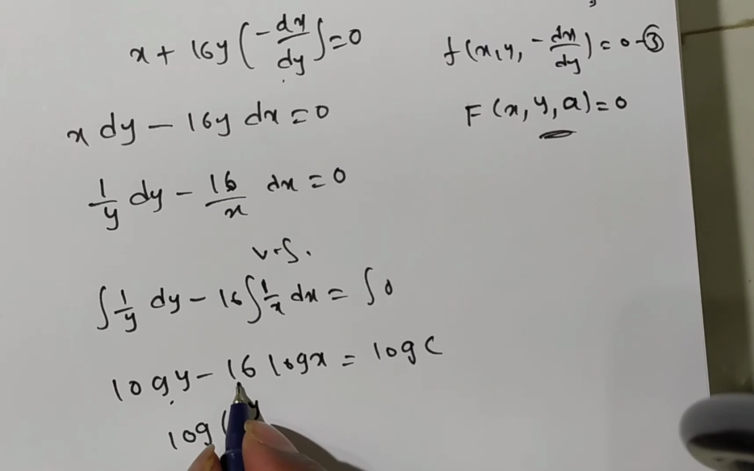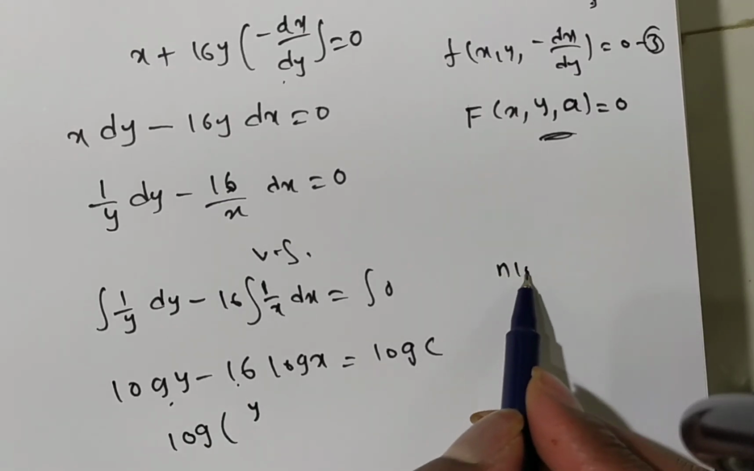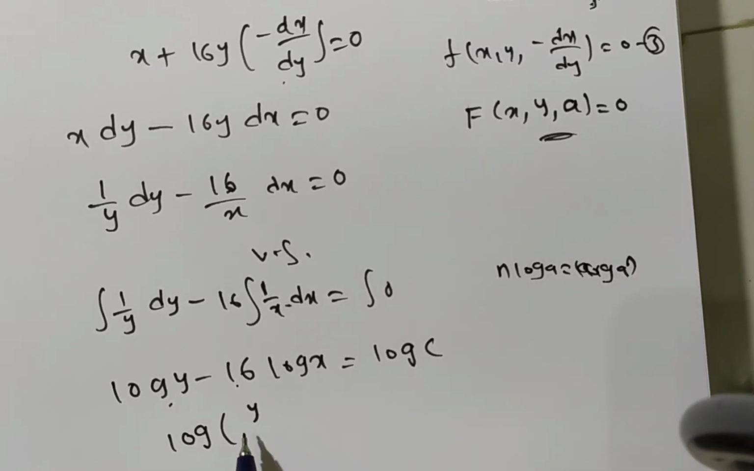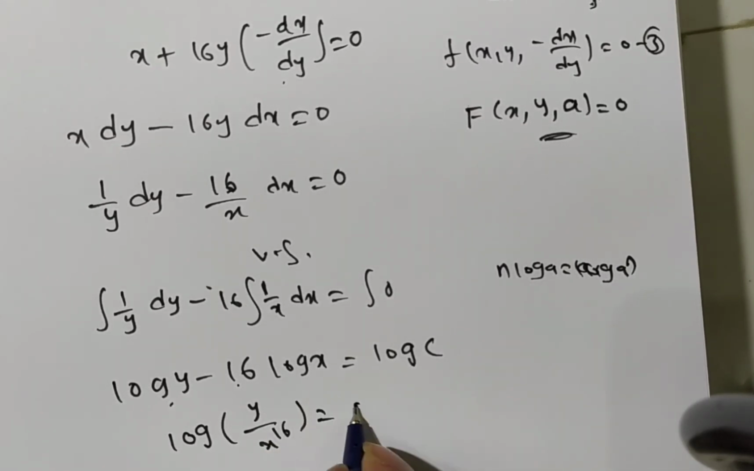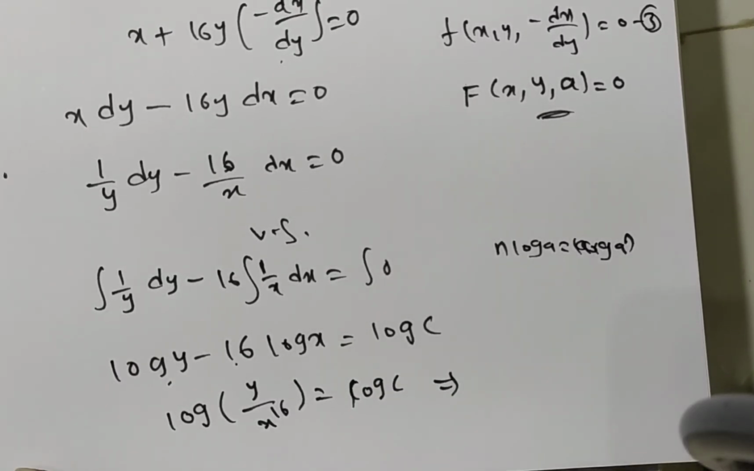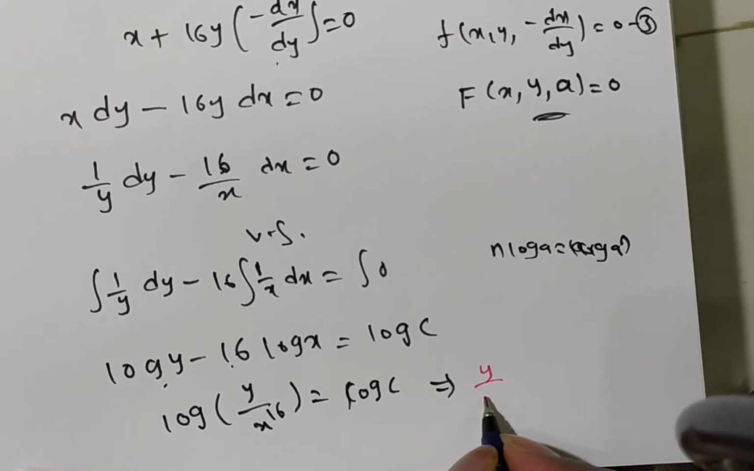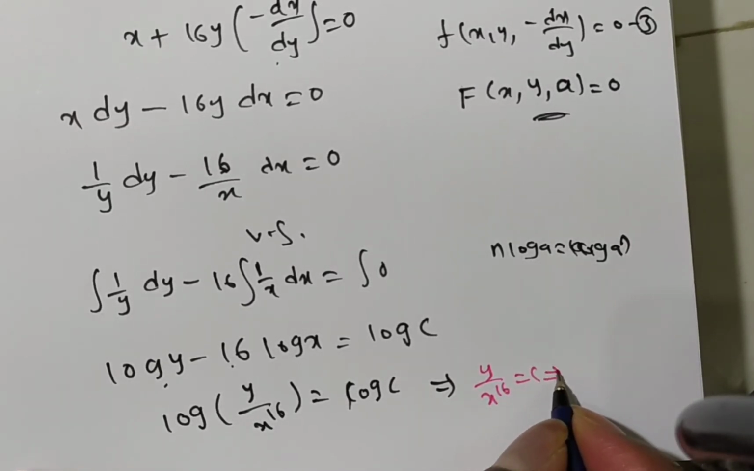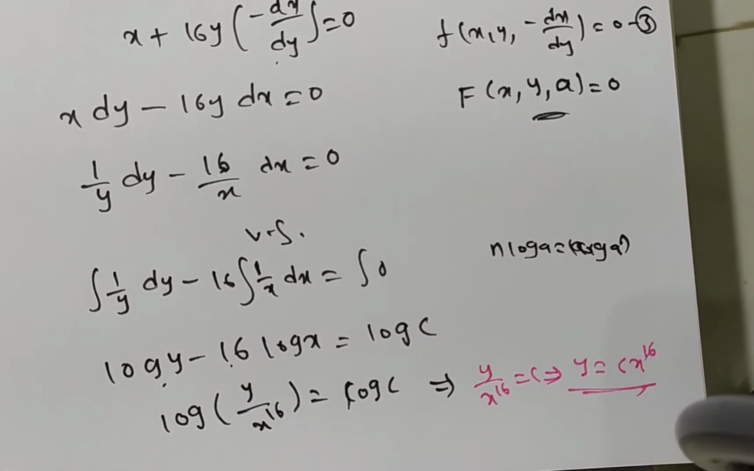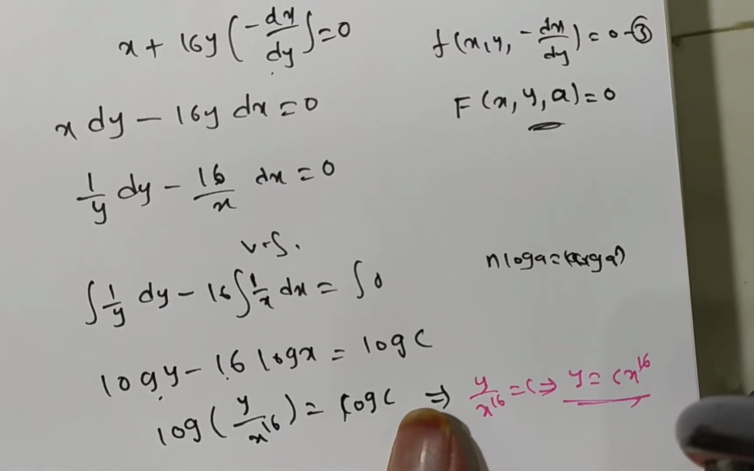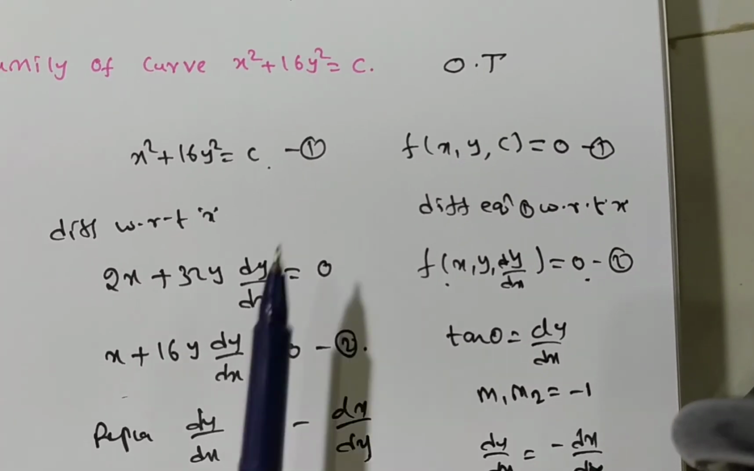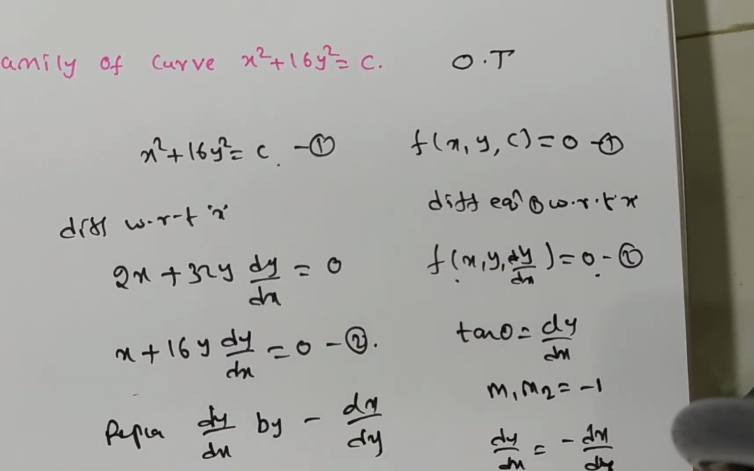But here you have 16 log x. You know that n log a we write as log a to the power of n. So this one you can write as x to the power of 16, and the constant is log c. Taking anti-log on both sides, we will have y by x to the power of 16 is equal to c, or y is equal to c into x to the power of 16. So this is called the orthogonal trajectory of the given family x square plus 16y square is equal to c. Is it clear for everyone?